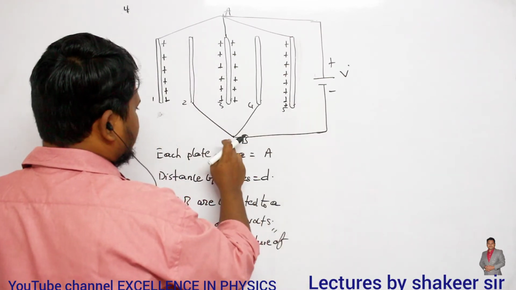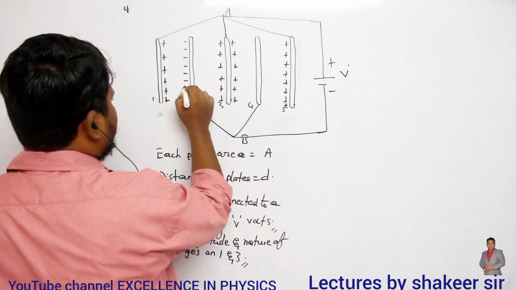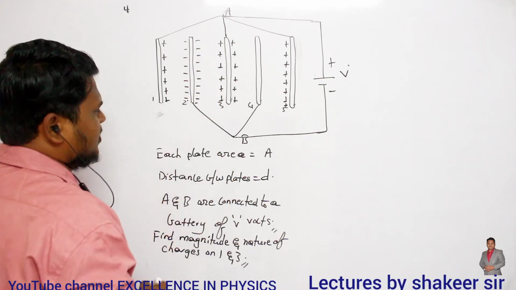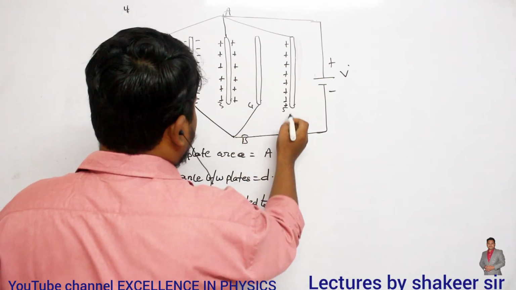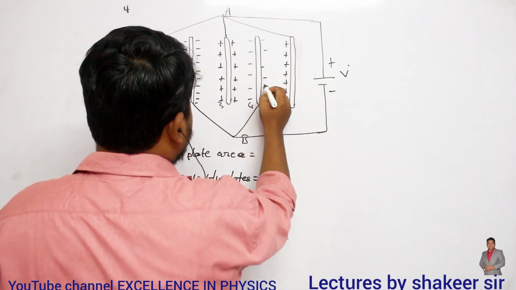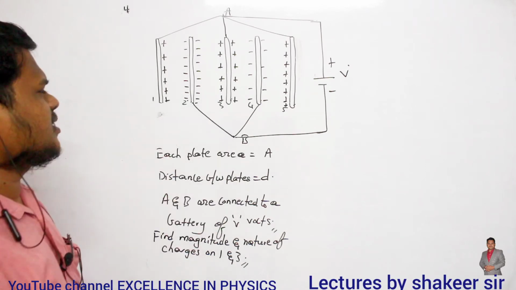Next, what are the plates which are connected to the negative terminal? Plates 2 and 4. So therefore, this behaves like a negatively charged plate, and this also behaves like a negatively charged plate. Clear now? Next, plate number 4 also behaves like a negatively charged plate, with negative charge on both sides. Okay. So this is the arrangement of charges.